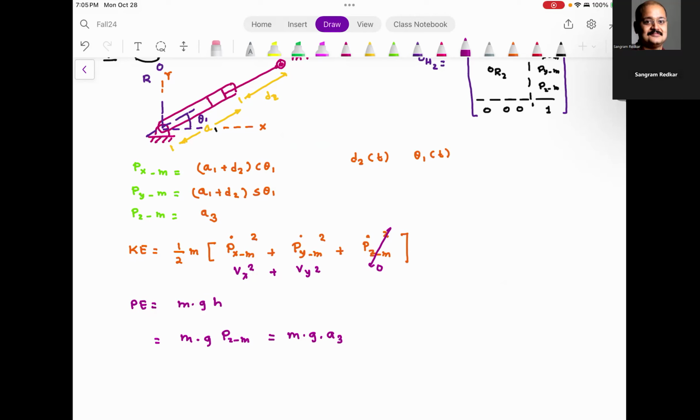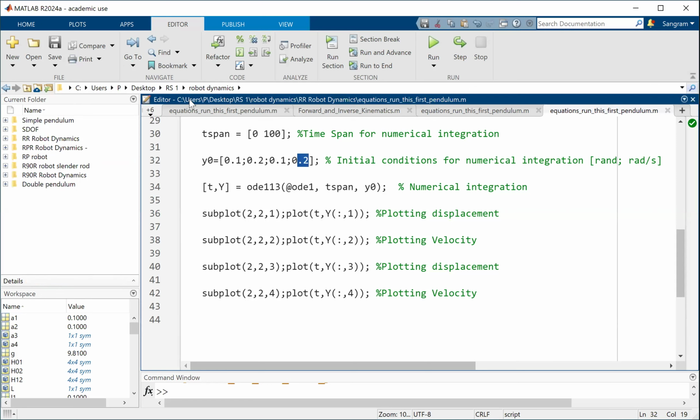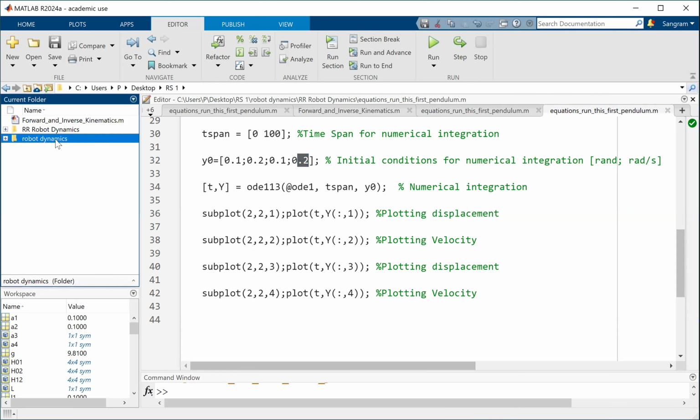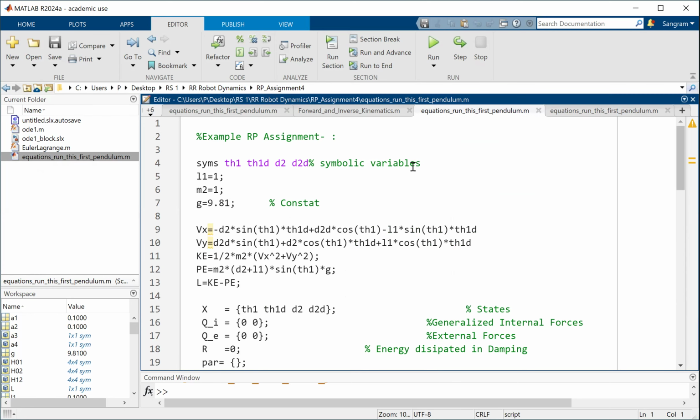Okay. Now what I'm going to do is, I want you to go back to RS1. Let me see. Yeah. Please go to this RP assignment 4. RP assignment 4. And here, I want you to go to the equation, run this pendulum first.